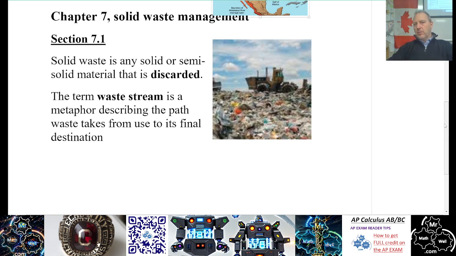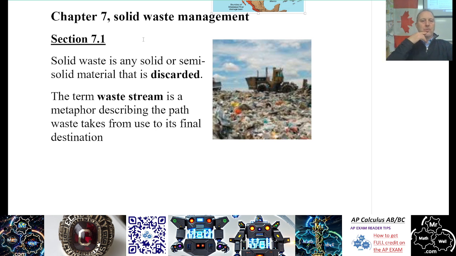Okay, 7.1. Let's talk about this. Chapter 7 talks about solid waste management. In section 7.1, we are talking about solid waste. What is solid waste? Solid waste is any solid or semi-solid, that's partially solid, material that is discarded. So anything that you throw away or that you flush down the toilet is discarded. That is solid waste. That is in solid or semi-solid form.